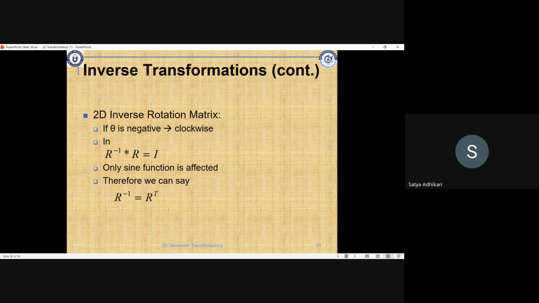We know that 5 when multiplied with the inverse of 5, 1 by 5, gives 1. 1 is called the multiplicative inverse. So in the case of matrices, the unity matrix is also known as the multiplicative inverse. If we multiply two matrices that are inverses of each other, we will get a unity matrix, denoted by I. Only the sign function is affected. Therefore, we can say R inverse equals R transpose.